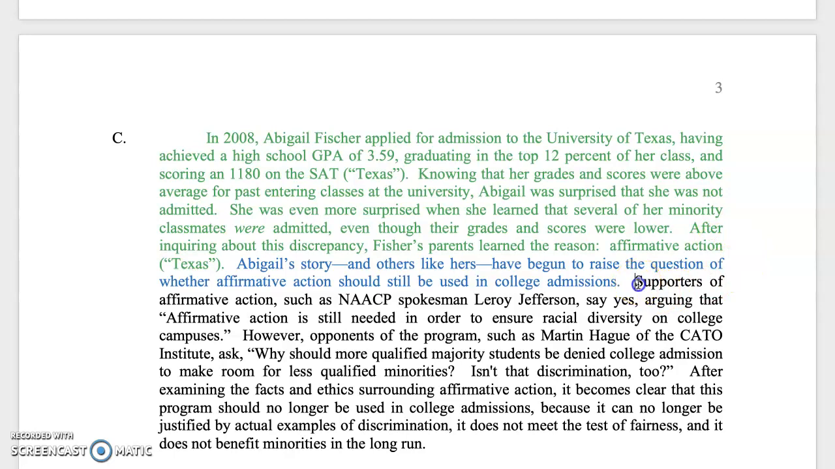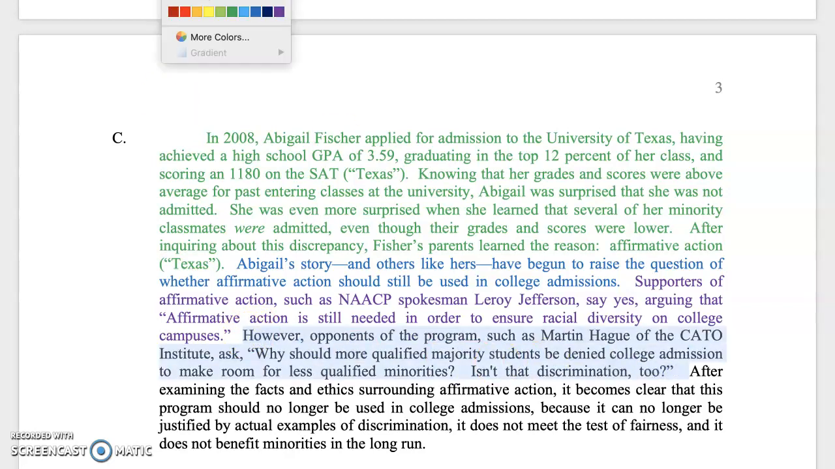So we're going to get the first side. So in that sentence here, I'll put that maybe in purple, we hear what the supporters say, and we use that signaling language, supporters of affirmative action such as, and then we give the name and credential of the person, and then give a quote from that person that explains that side. And then we have a little transition, and we get the other side of the issue here.